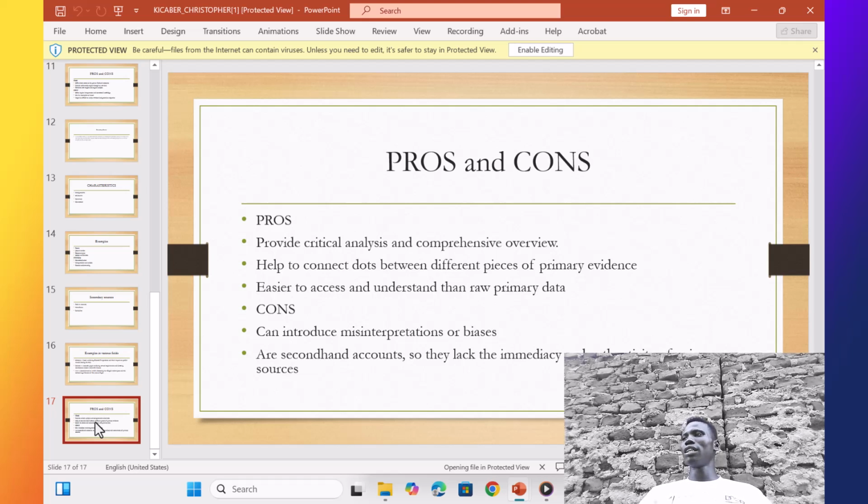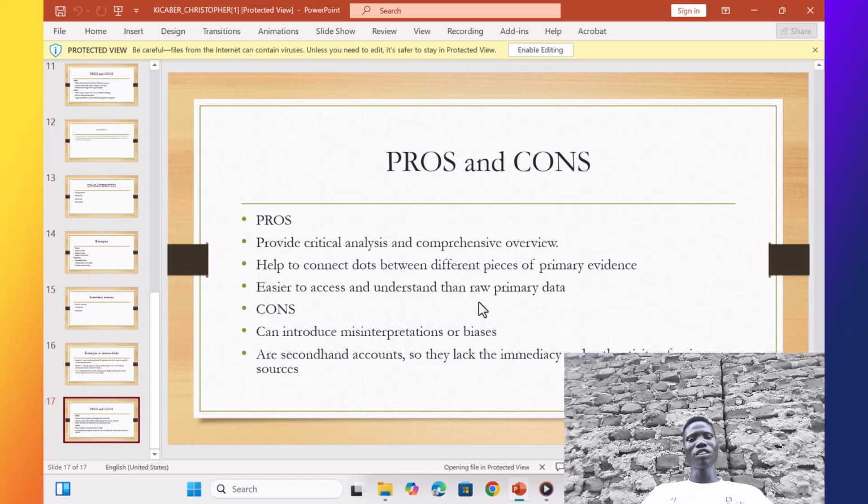Maybe you have two people at an event taking place, and you get different ideas from them. You can connect those ideas and come up with new ones. It is easier to assess and understand them than raw primary data. It is easier because it has been analyzed and summarized.